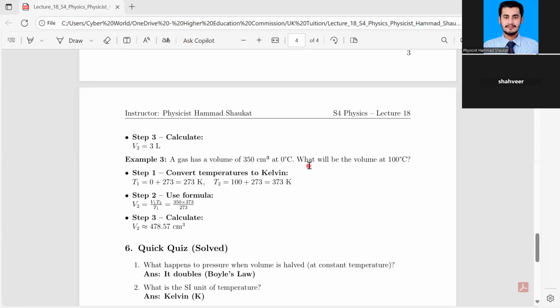And what do we have to find? We have to find the final volume. Again, we have to find V2 at 100 degrees Celsius, which means the value for T2 is 100 degrees Celsius. And again, we need to convert into kelvins. So what's 100 degrees Celsius in kelvins?